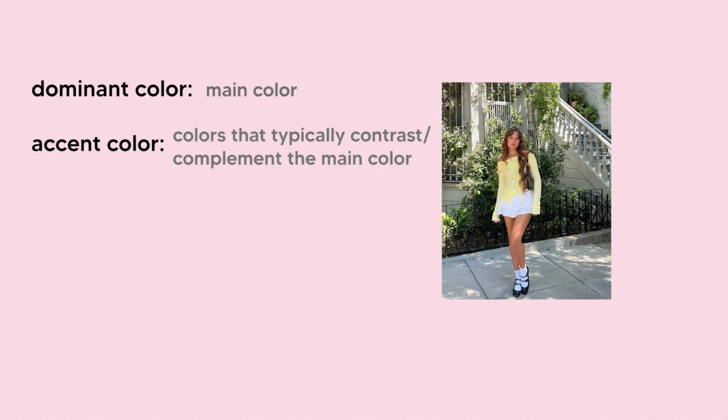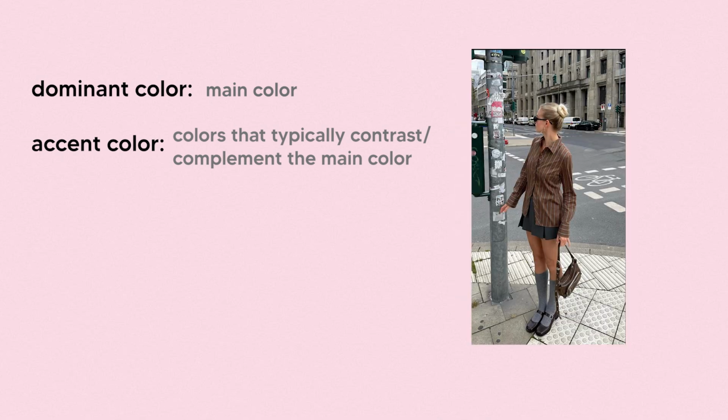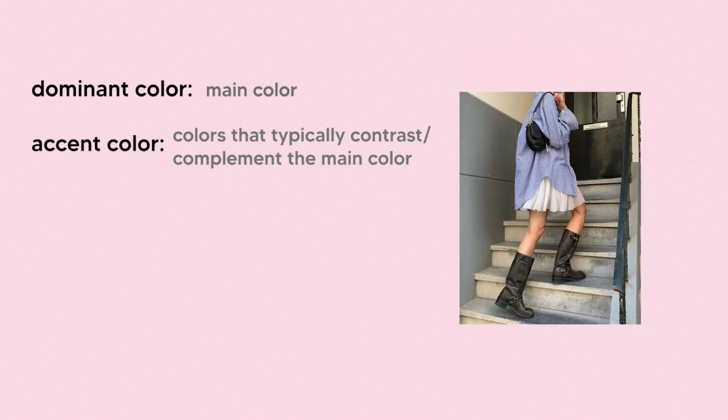Dominant colors are what you could consider to be the main color of your outfit, whereas accent colors are colors that are contrasting or complementing the dominant color. For example, a dominant color in your outfit could be blue and an accent color could be green. You could include the green color a little bit in the outfit or in the accessories of the outfit. Try this with your outfits, play around with it, and adjust it as needed.